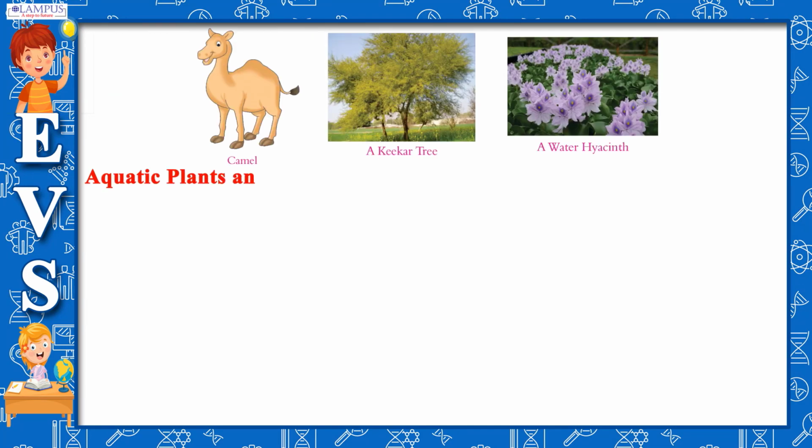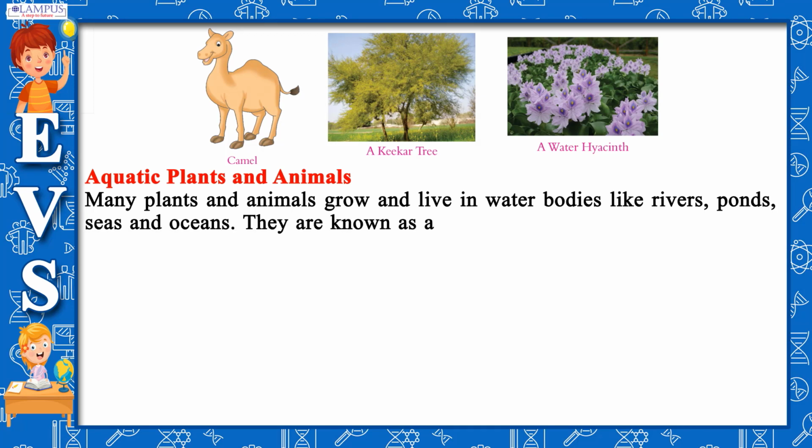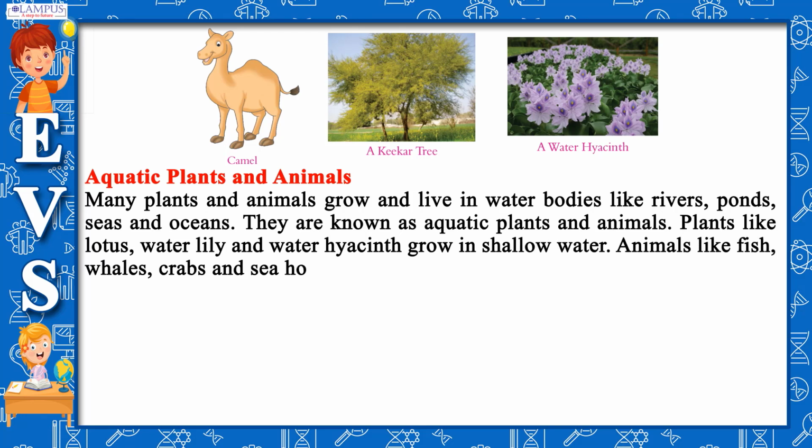Aquatic plants and animals. Many plants and animals grow and live in water bodies like rivers, ponds, seas and oceans. They are known as aquatic plants and animals. Plants like lotus, water lily and water hyacinth grow in shallow water. Animals like fish, whales, crabs and seahorses live in water.